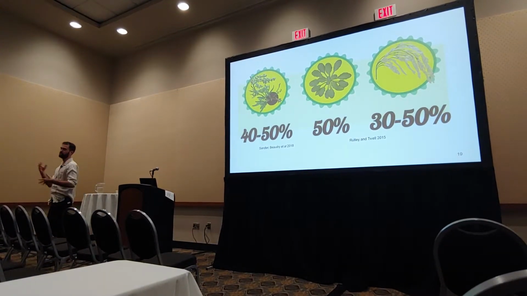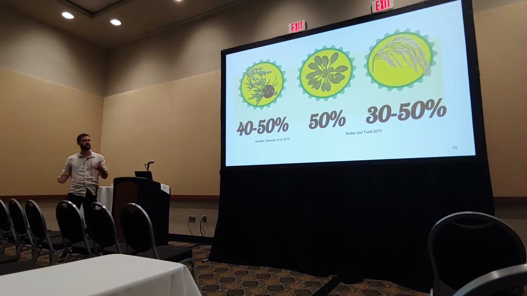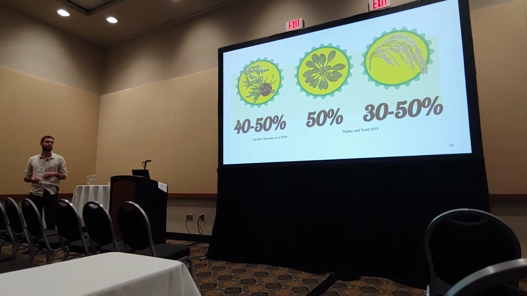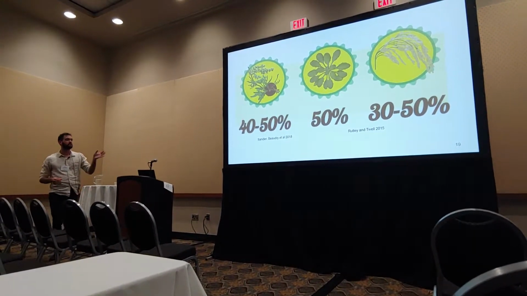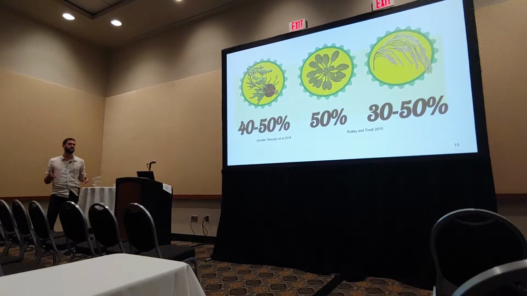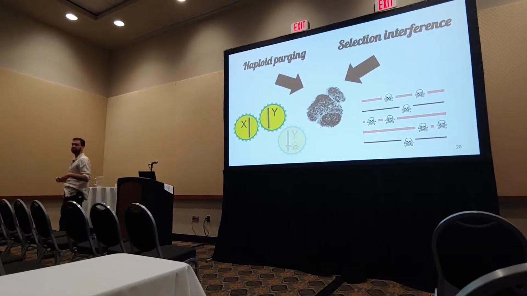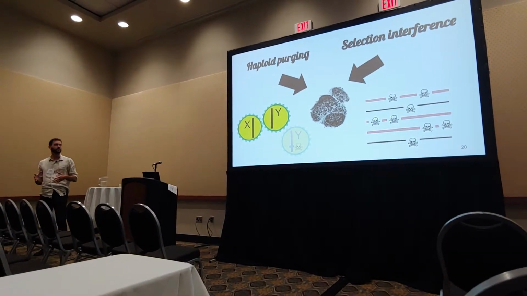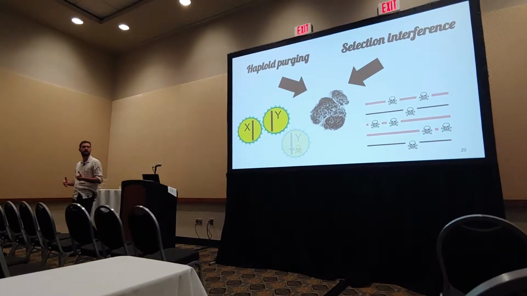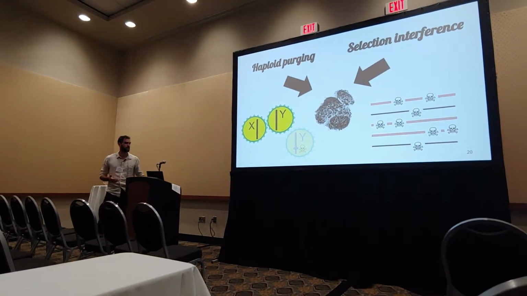And so to give you an idea of the scope of this, in different plants that different groups have estimated the amount of the genome that's being expressed in pollen, it's a bit less than 50%. If we compare that to animals, about 5% of the genome is being expressed in sperm. And so we should have this interesting balance between haploid purging, so the removal of these deleterious mutations on the Y, and this selection interference, this buildup of deleterious mutations on the Y in plants.